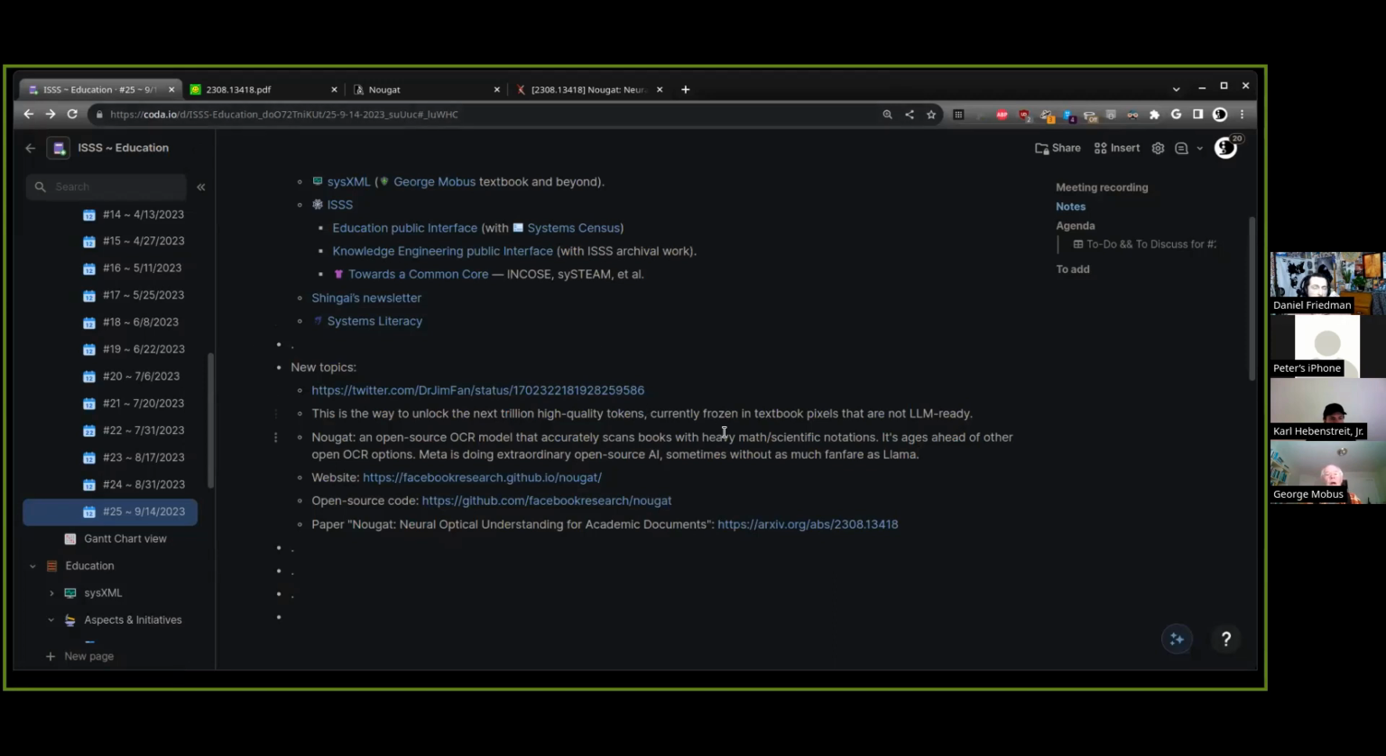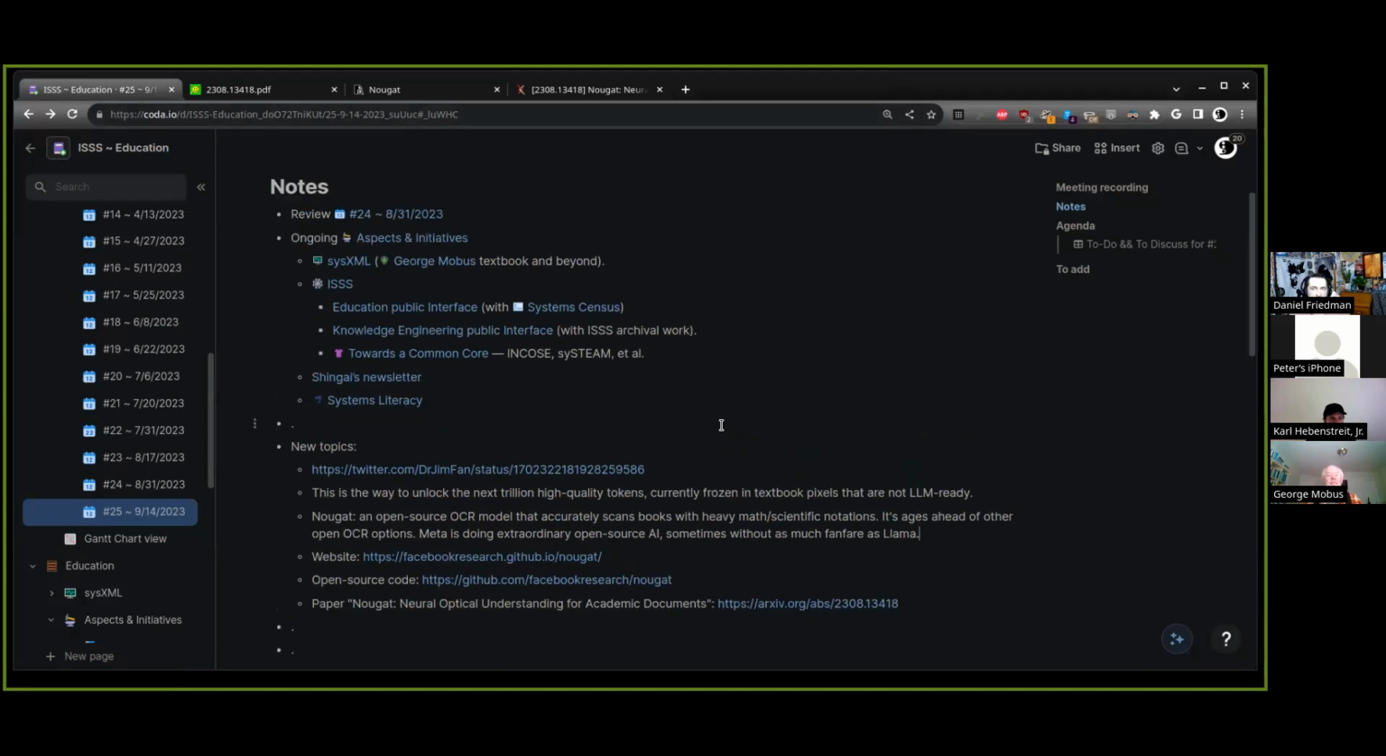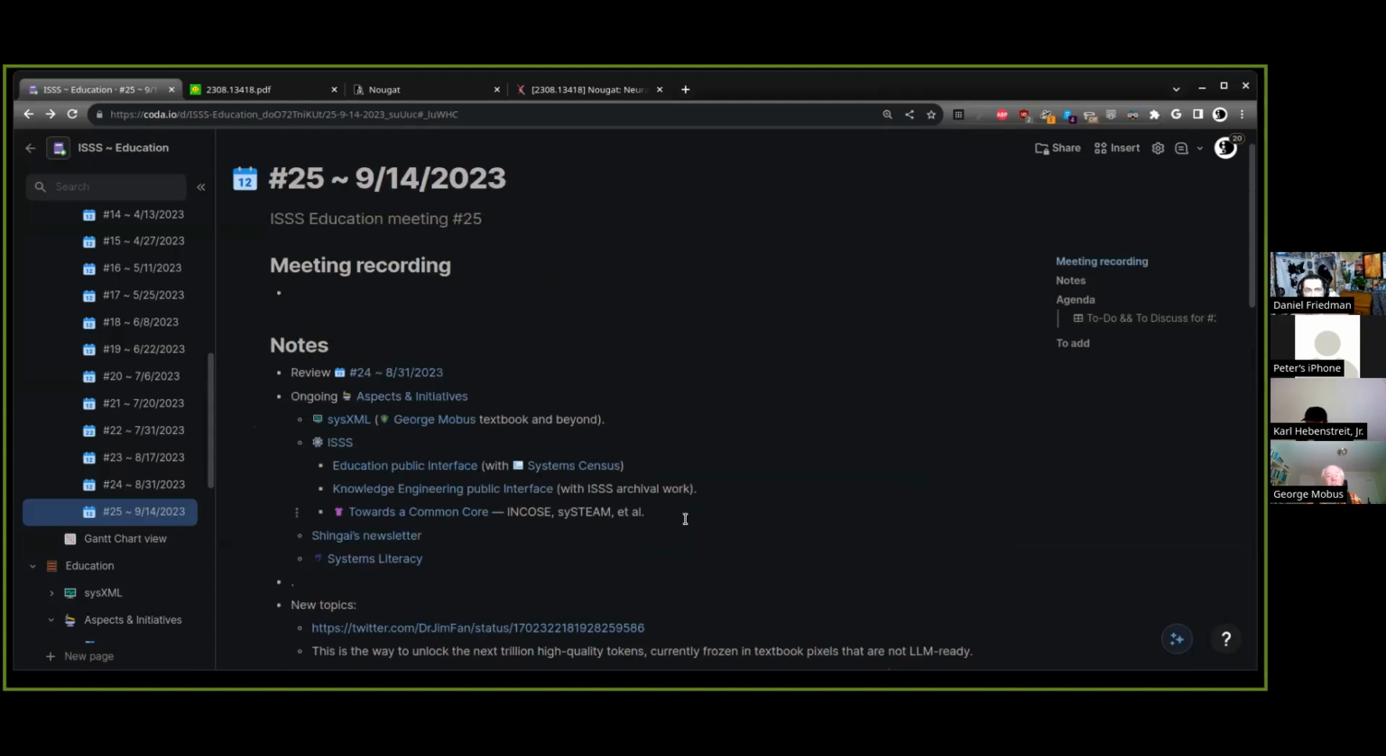I just want to bring it up since it seemed like on the knowledge engineering side, a big piece of it was that we had a lot of text that might be actually accessible from a copyright perspective, but just not OCR'd yet. So, yeah.